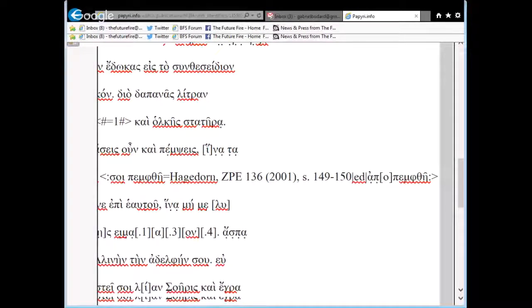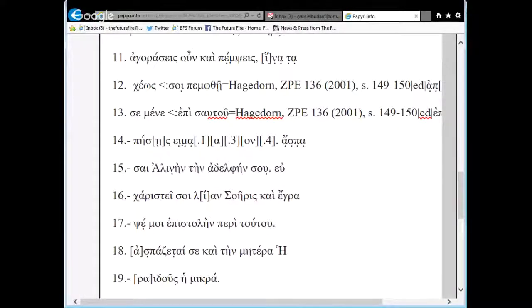Okay, let me just quickly refresh the screen share. And you can see I've done exactly the same thing. I've said epi sautu, the reading from Hagedorn, and on the right over there, which you can't see, it's just off the screen, was the old reading epi heautu. Okay, so what I'm going to do now is save this, and again it will tell me that this is valid, yes.